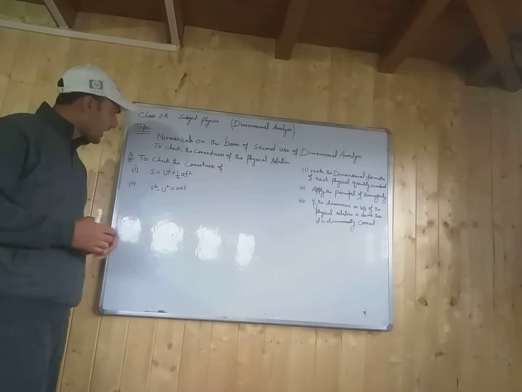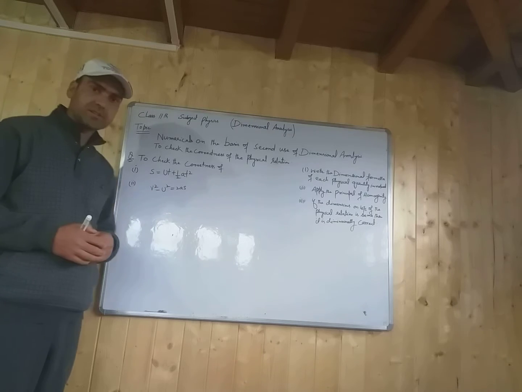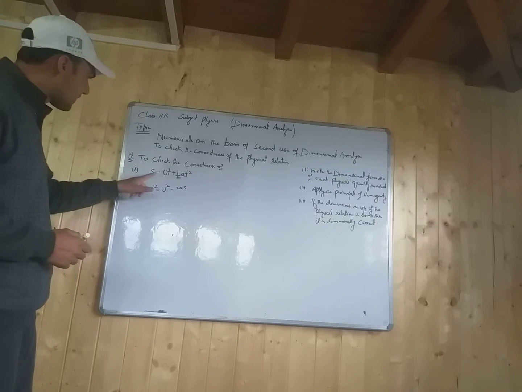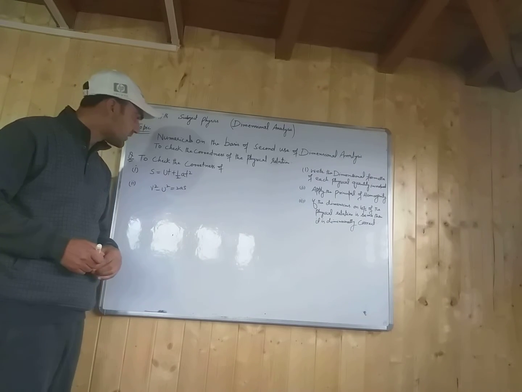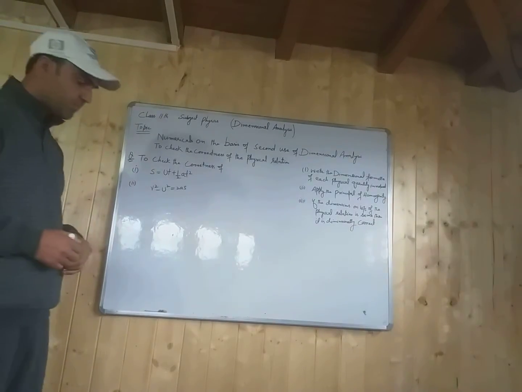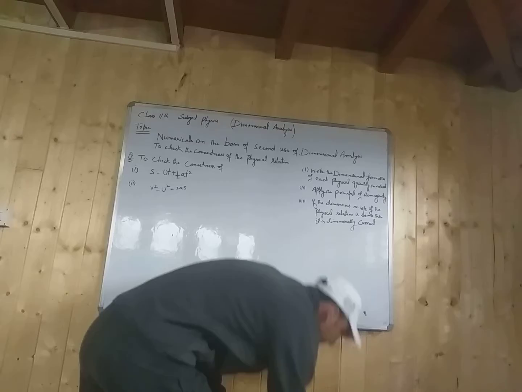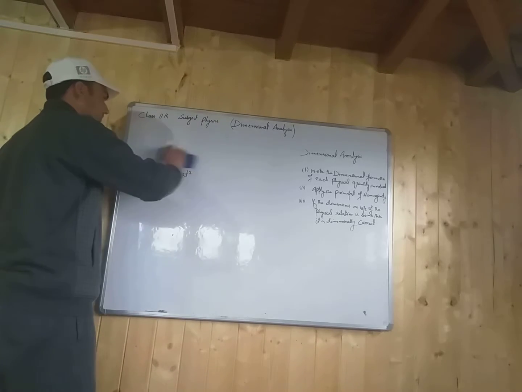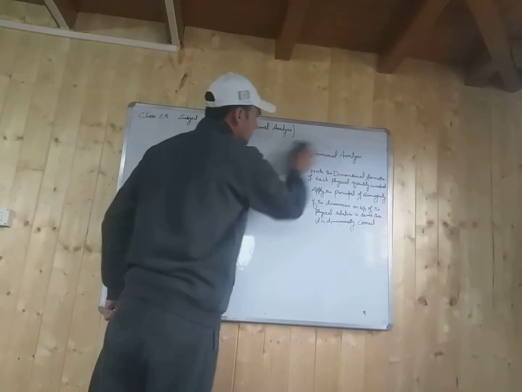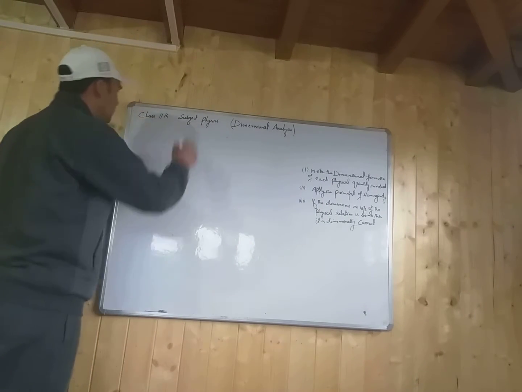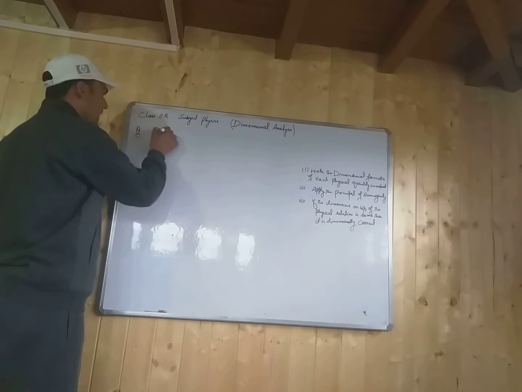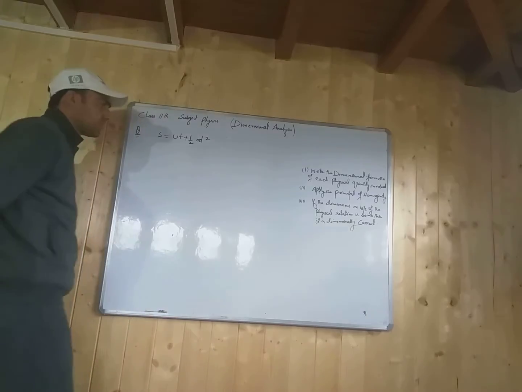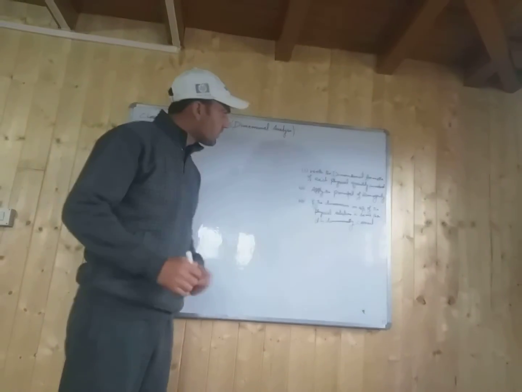Now, I chose some numerical problems which are very important. They are usually asked in examinations. Our first numerical problem is S equal to ut plus 1 divided by 2 at square. That's also known as the second equation of motion. So we'll solve this numerical, and we'll follow these steps.